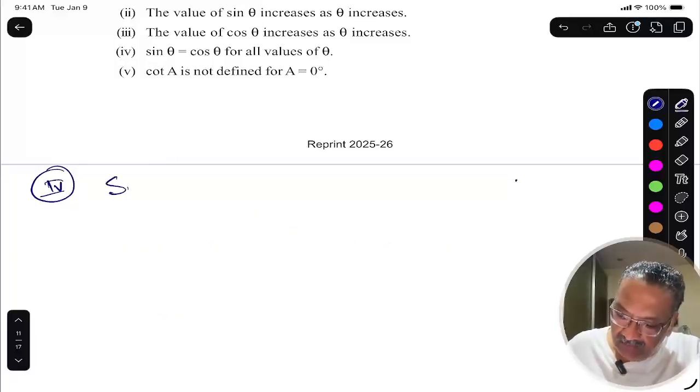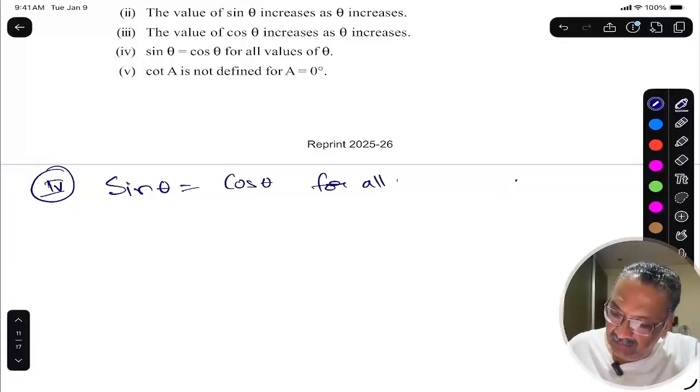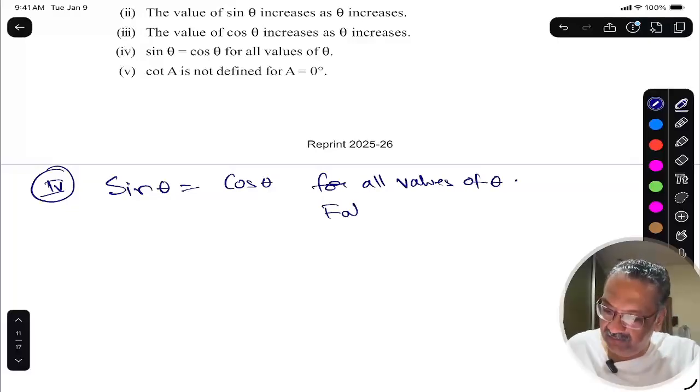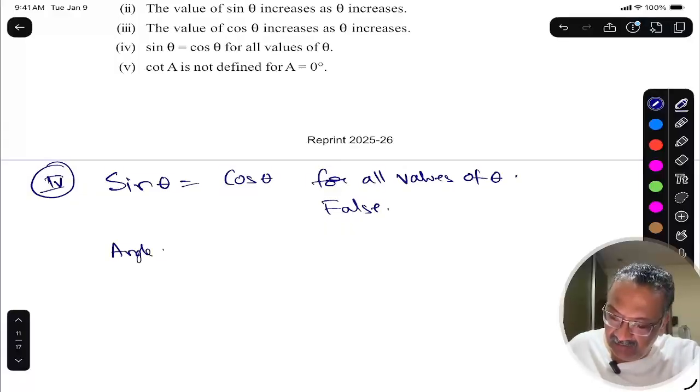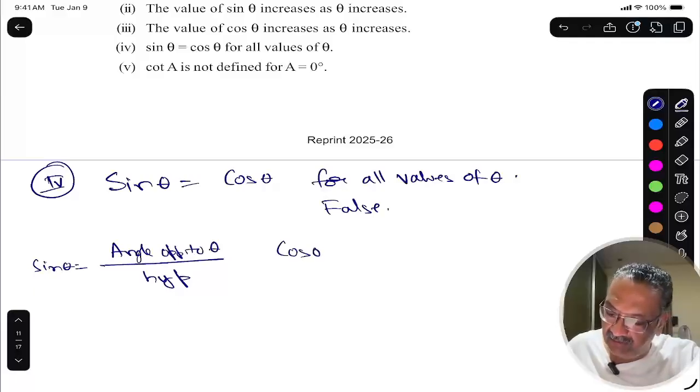Fourth one, sin theta is equal to cos theta for all values of theta. This is false, we know this, but how to show it? Okay, what is sin theta? Sin theta is side opposite to theta divided by hypotenuse. This is sin theta. And what is cos theta? Cos theta is equal to side adjacent to angle theta divided by hypotenuse.